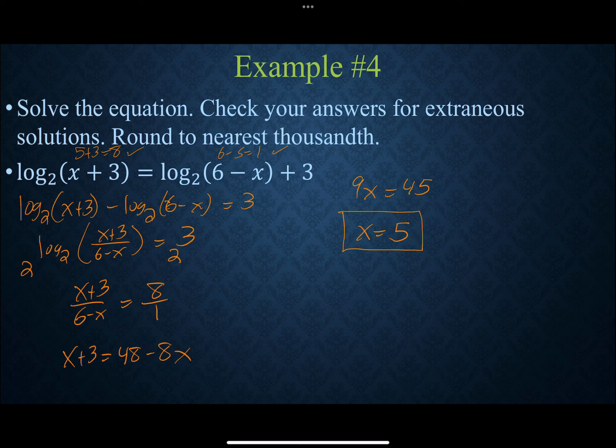If you want to go a little further, you could then check log base 2 of 8 is 3. Log base 2 of 1 is 0. 0 plus 3 is 3. 3 equals 3. It is a valid answer. But for the most part, we're just checking to make sure we don't have a negative or a 0 inside the expression.